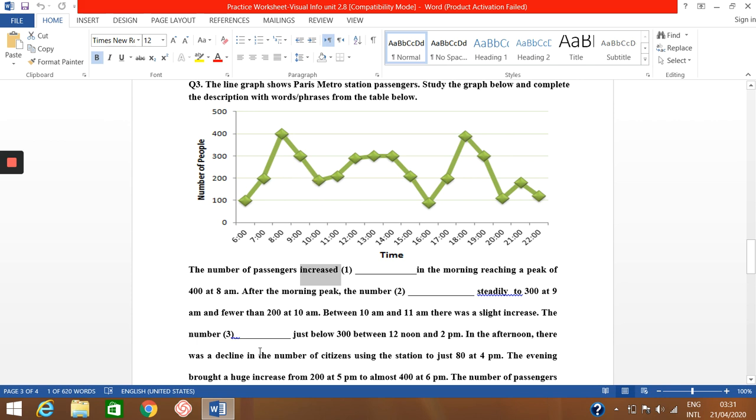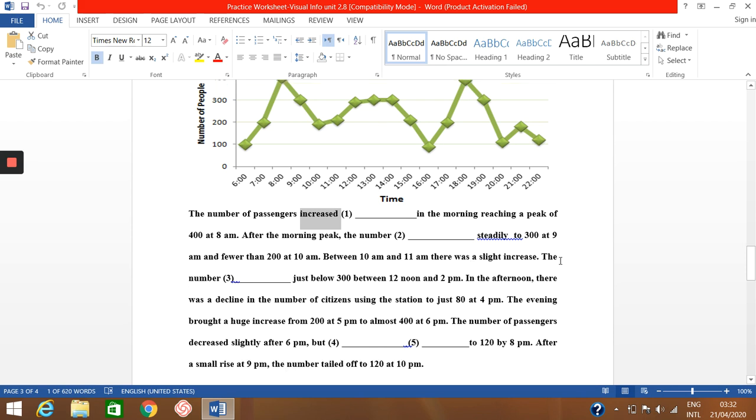You see, this is why we use this graph here. Now let's continue. The number dash just below 300 between 12 noon and 2 p.m. So 12 noon to 2 p.m. here. So between 12 to 2. So what kind of trend here? Is it an upward trend or a downward trend?